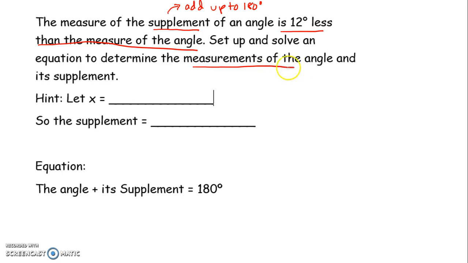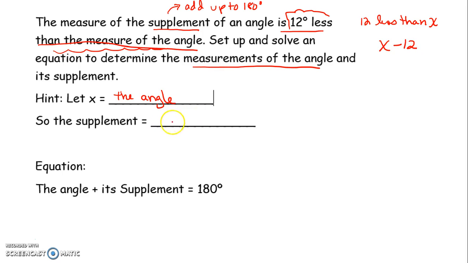We have to determine the measure of the angle. So let's let x equal the angle that we're looking for. The supplement is 12 less than the measure of the angle, 12 less than x, which means x minus 12. So the angle would be x, its supplement would be x minus 12.